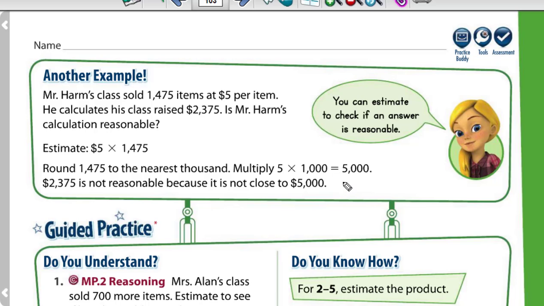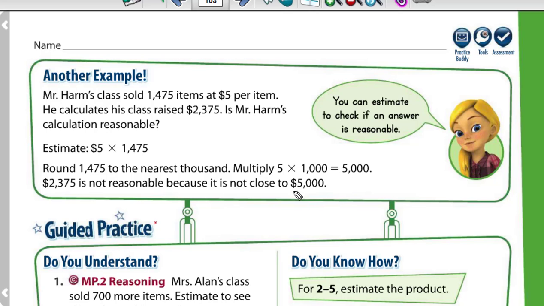Let's see his answer. His answer is 2,375. Guys, can you see? It's 2,000. And the estimate is 5,000. It's not close. It's not near. So 2,375 is not reasonable because it's not close to 5,000. It's not close to the estimate.